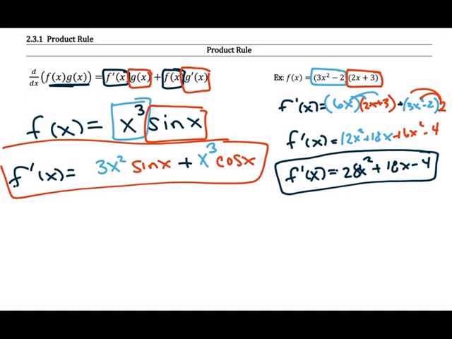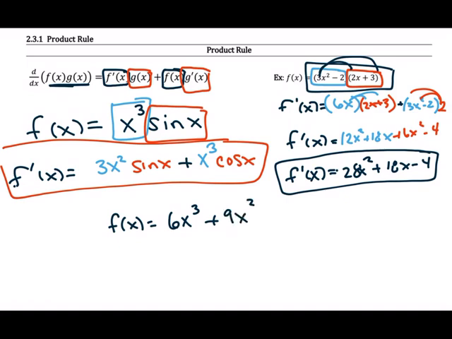Now, something I want you to notice, to confirm that what we just did actually makes sense, is that even though this original function is a product, we could use algebra to expand it out and rewrite it just as a polynomial. We can just multiply that out, which would give us 6x to the third power, if I multiply here, 9x squared minus 4x minus 6.